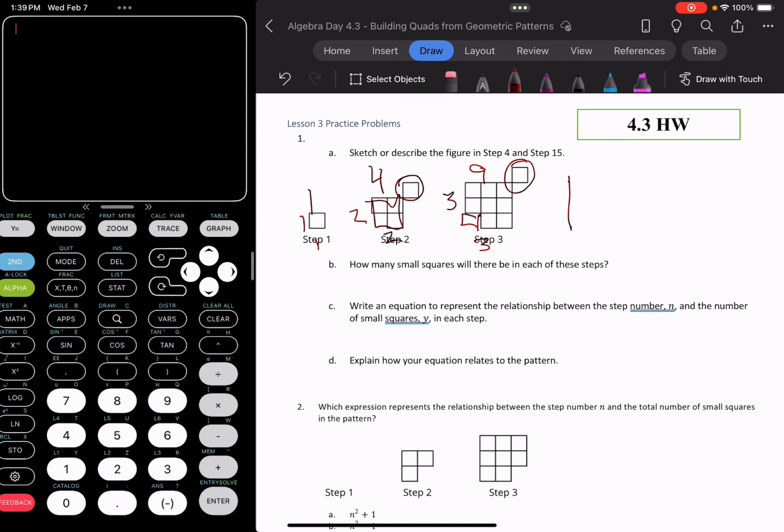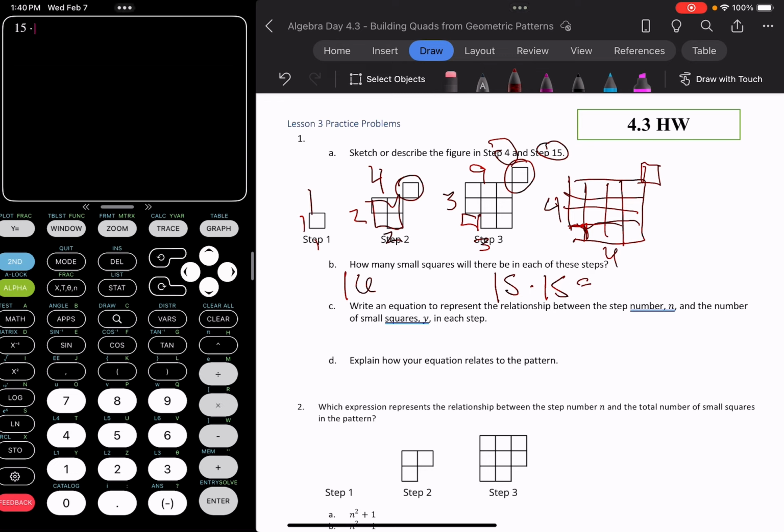So if we were to look at the 4th step, then we would do a 4 by 4 minus that one little corner, like this. So now there's 16 minus 1, so 15, but then that plus 1 of 16, so still 4 by 4. So in step 4, we would still have 16, and then in step 15, we would have 15 times 15. So you may already recognize that to be 225, but you can also use your calculator if you need to.